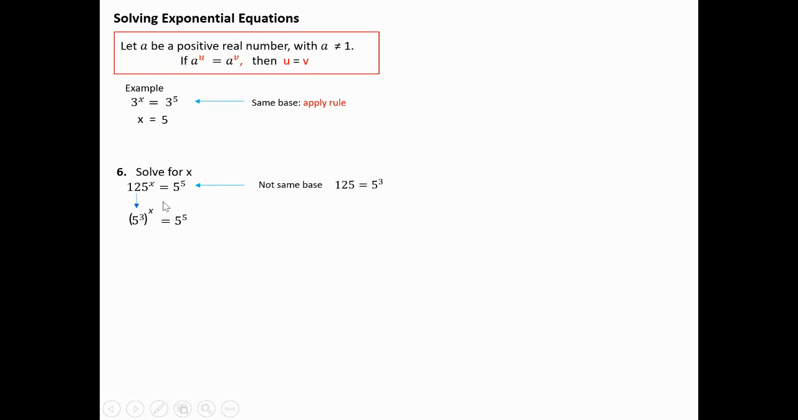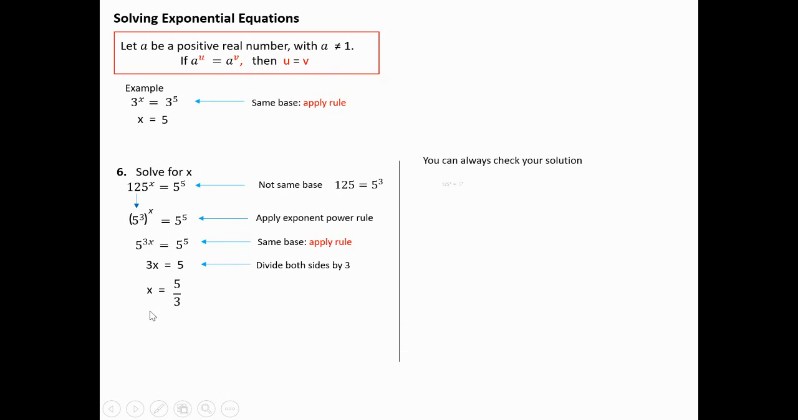Now we're going to apply the exponent power rule, which means when you have a power to a power, we multiply the powers, which will give us 5 to the 3x equals 5 to the 5th power. Now we got the same base, so now we can apply the rule. When you have the same base, we let the exponents equal each other. So 3x equals 5. We divide both sides by 3. So the answer will be 5/3.